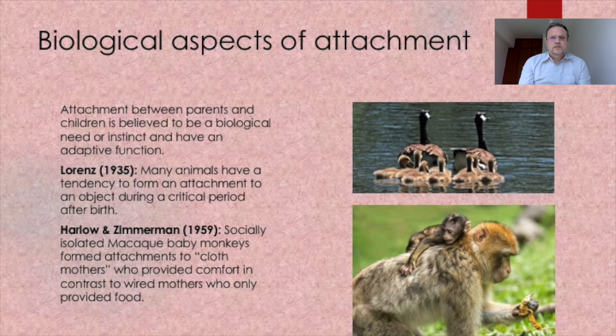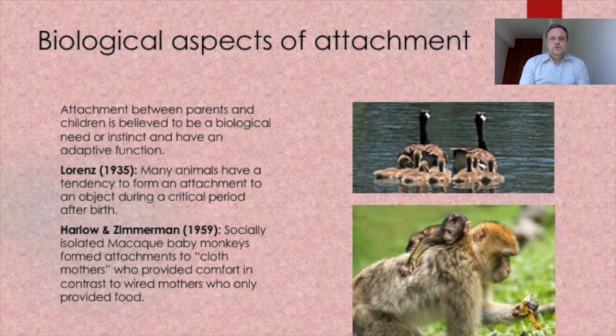He separated baby macaque monkeys from the mothers and raised them in isolation in cages. And in those cages there were so-called surrogate mothers. There were structures that resembled a mother of a macaque monkey. There was a wire mother that also had a milk bottle attached to it. And there was a cloth mother, kind of a soft toy that was soft, but had no food related to it.